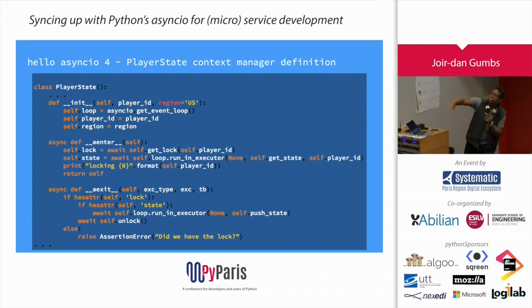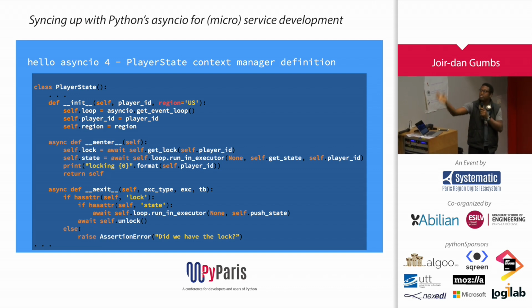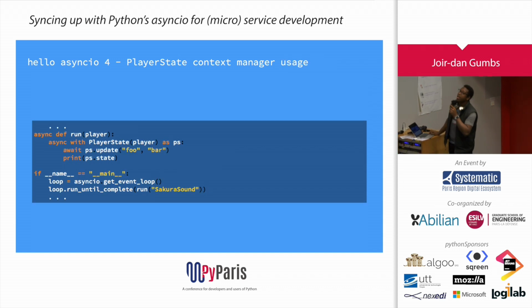And then on exit, I just check to make sure that the state has a lock attribute and a state attribute. And if it does, I push state and then I unlock, right? And then when I look at it from using, all it is is async with player state, player as PS, for player state, and then I do a simple foobar update, and then I print out the state, and voila, it's relatively easy to utilize. Very similar to using a regular context manager.